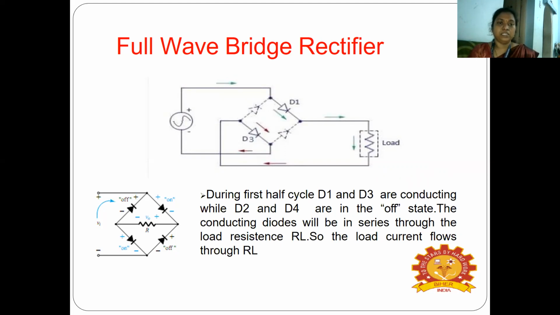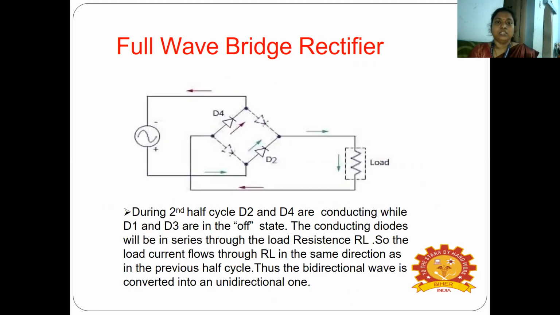You can see the statement is written in green, and then off. That is how all the diodes are said to be unidirectional. So next, you go for the second half cycle. D2 and D4 are conducting, while D1 and D3 are in the off state. The conducting diodes will be in series through the load resistance RL, so the load current flows through RL in the same direction as in the previous half cycle. Thus, the bidirectional wave is converted into a unidirectional one.